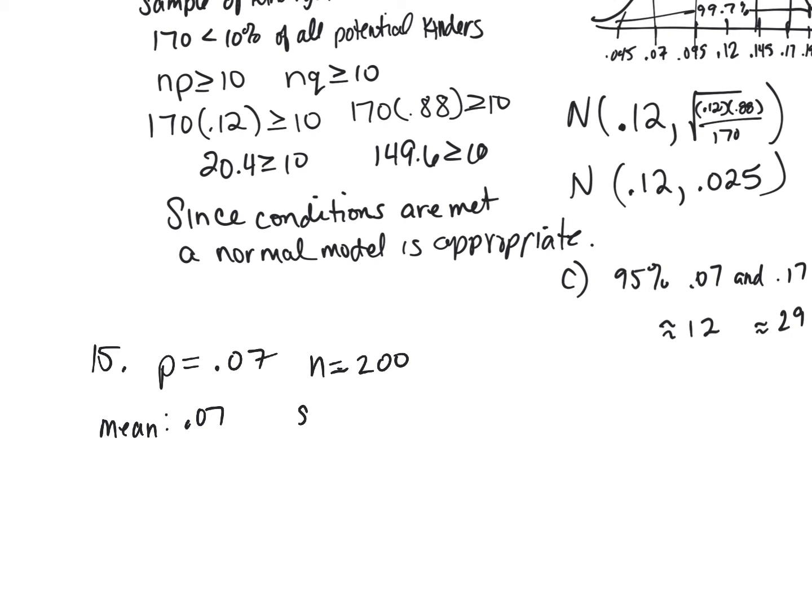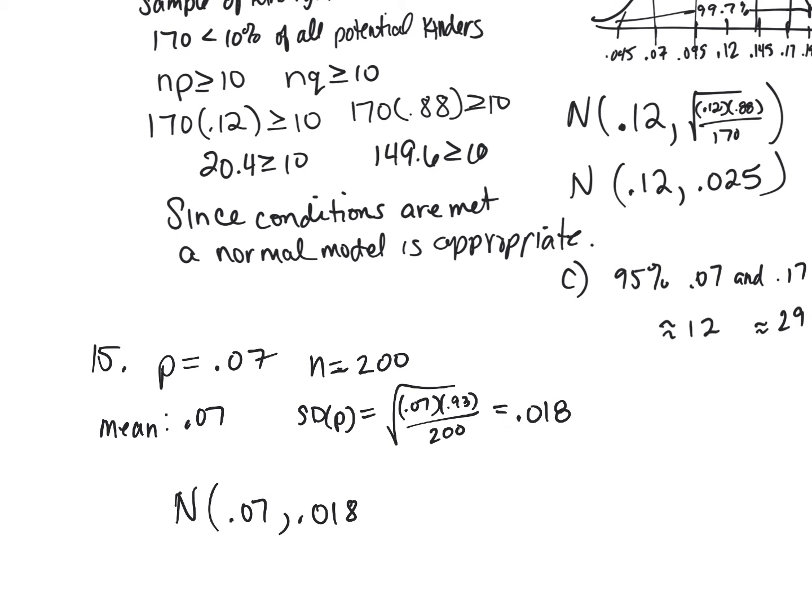So that's the mean. The standard deviation is the square root of 0.07 times 0.93 divided by 200. So it's a normal model, 0.07, 0.018. That's how you can write the shape, the center, and the spread.